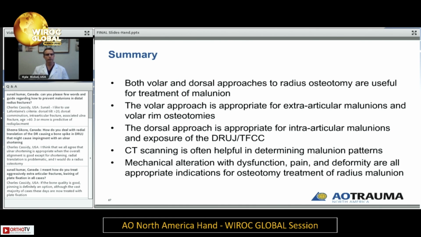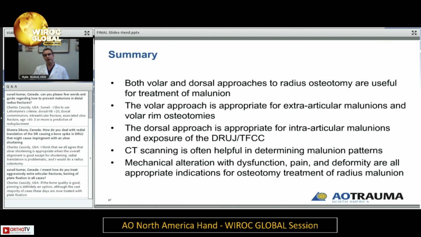In summary, both volar and dorsal approaches are useful, and it's important to know when to use which approach. The volar approach is best for extra-articular malunions and volar rim osteotomies. The dorsal approach is used for intra-articular malunions, and when we need concomitant exposure of the DRUJ and the TFCC, I almost always use CT scanning in helping to plan my osteotomies.